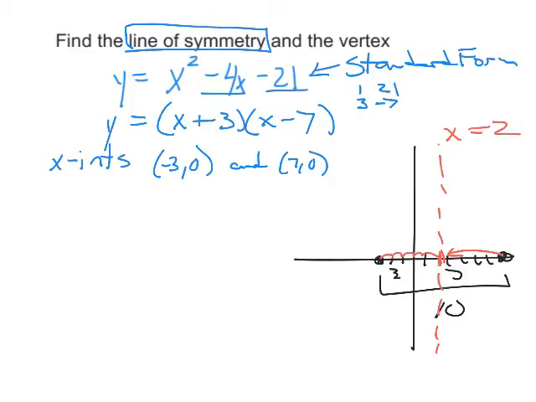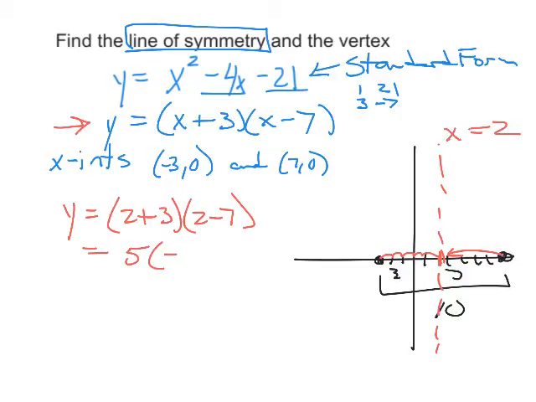We can find the vertex using either standard form or factored form. I'm actually going to use factored form this time, and I'm going to let x be 2, just to show you that it can be done either way. I'll put x equals 2 in for both of the x's, and we will get y equals 5 times 2 minus 7, which is negative 5. So 5 times negative 5, the y-coordinate of the vertex, would be negative 25. So our vertex for this parabola would be (2, -25).